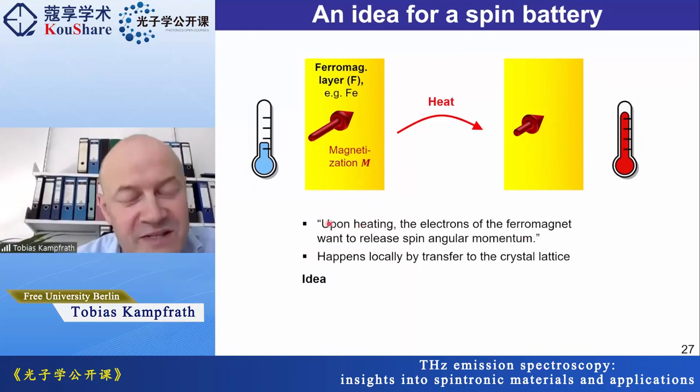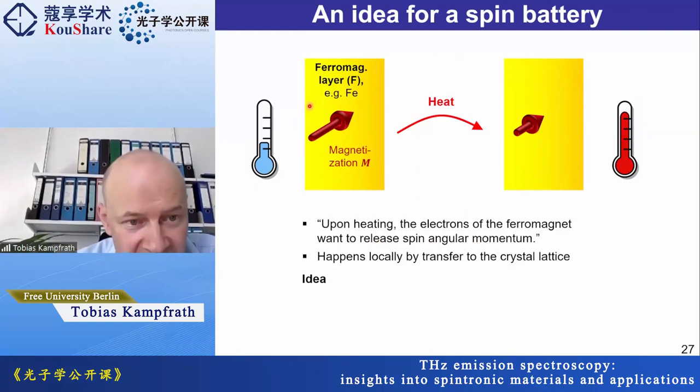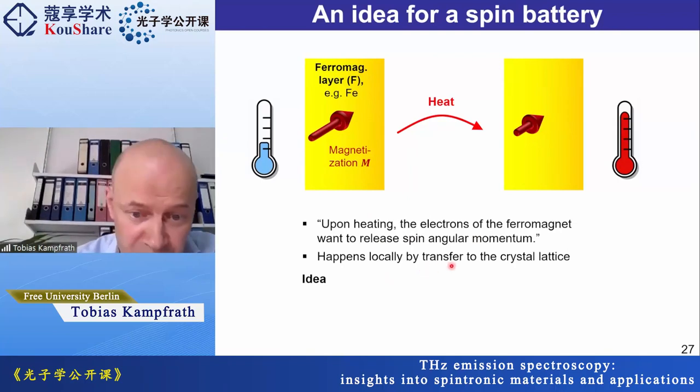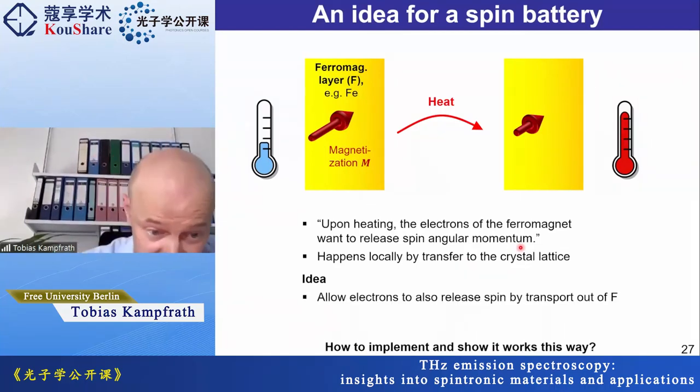You can also translate this in a little bit simpler language. You could say, well, upon heating, the electrons of a ferromagnet want to release spin angular momentum. So the electrons would like to get rid of their angular momentum. And this happens locally, so at a certain spatial position, by transfer of the spin angular momentum to the crystal lattice. And this basically suggests the following idea.